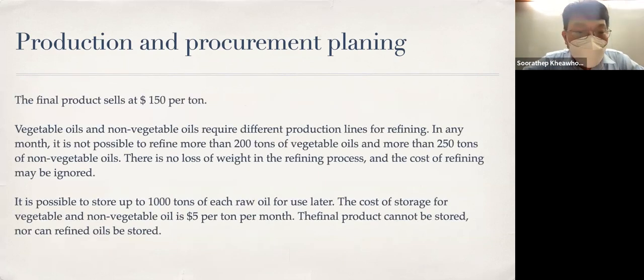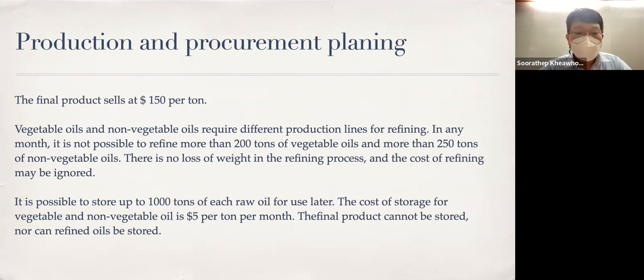Okay, the final product sells at $150 per ton. No matter which different raw oils you buy, vegetable oil 1, 2, oil 1, 2, 3, you process it, you mix it to meet the condition, and you sell it at the same price, 150 per ton. That means you have only one product.